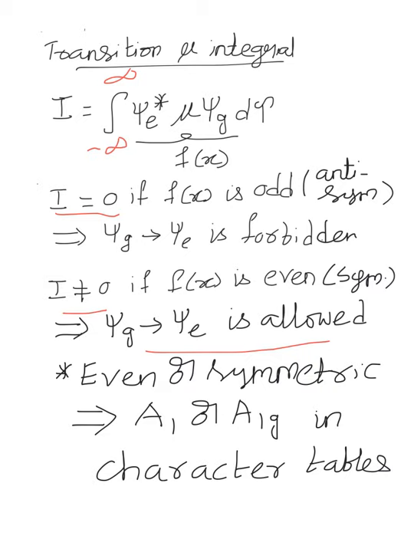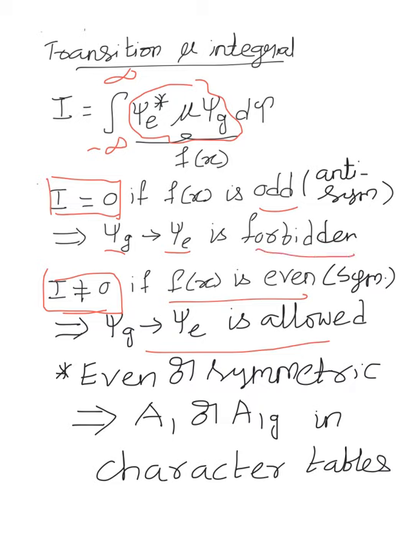However, we need not completely calculate this integral to know whether it is 0 or non-zero. Instead, we just observe this function f of x, the integrand psi e star mu psi g. If this function is an odd function, then the integral will become 0. If f of x is an even function, then the integral is non-zero. If the integral is 0, the transition between psi g and psi e, ground state to excited state, is forbidden. If it is non-zero, I not equal to 0, then the transition is called an allowed transition.